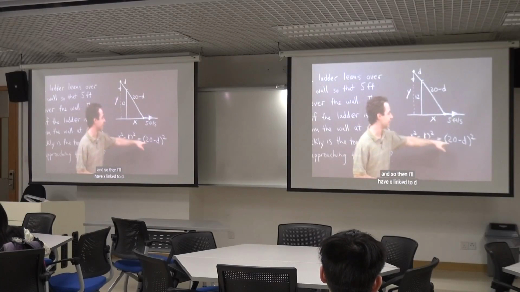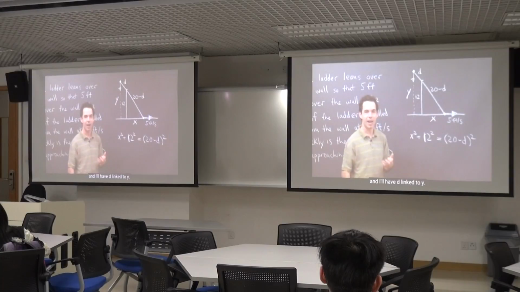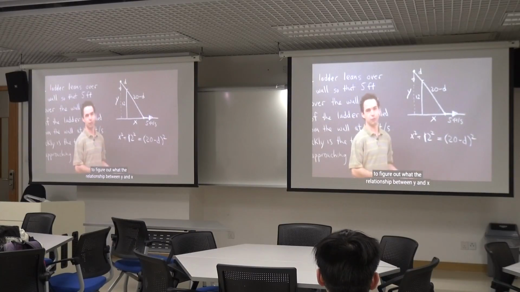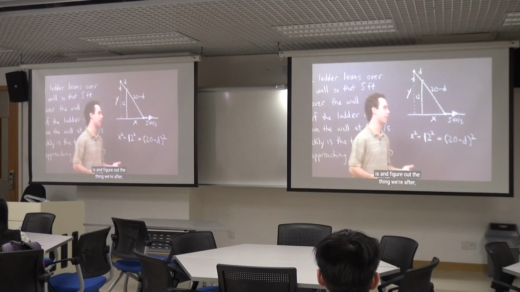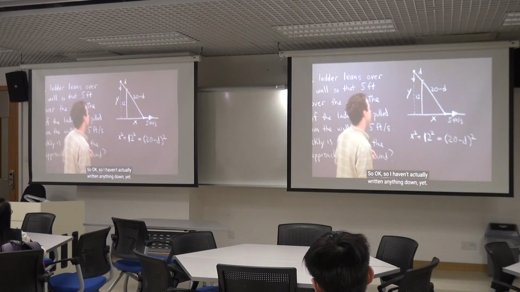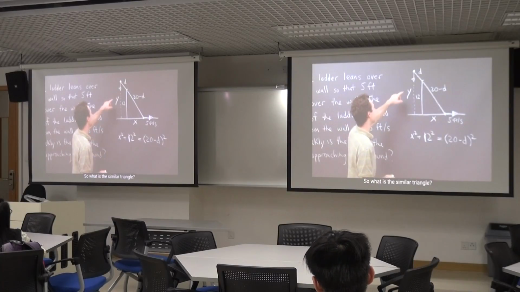And so then I'll have x linked to d, and I'll have d linked to y, and so then we can use related rates to figure out the relationship between y and x and figure out the thing we're after, which is the rate of change in y. So I haven't actually written anything down yet. So what is the similar triangle?